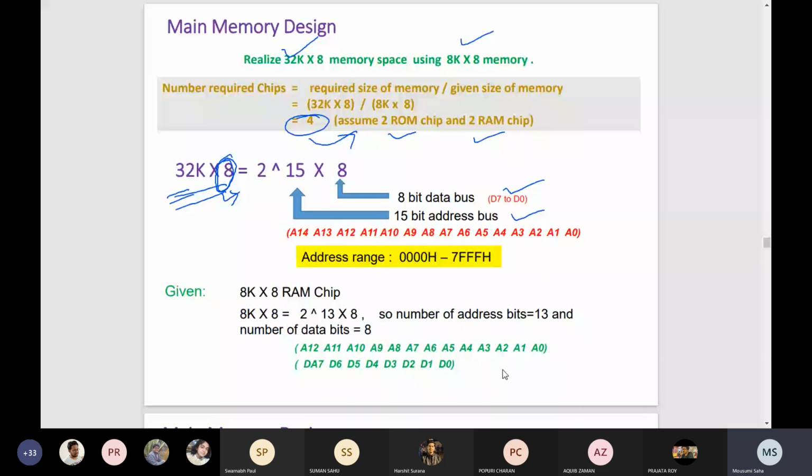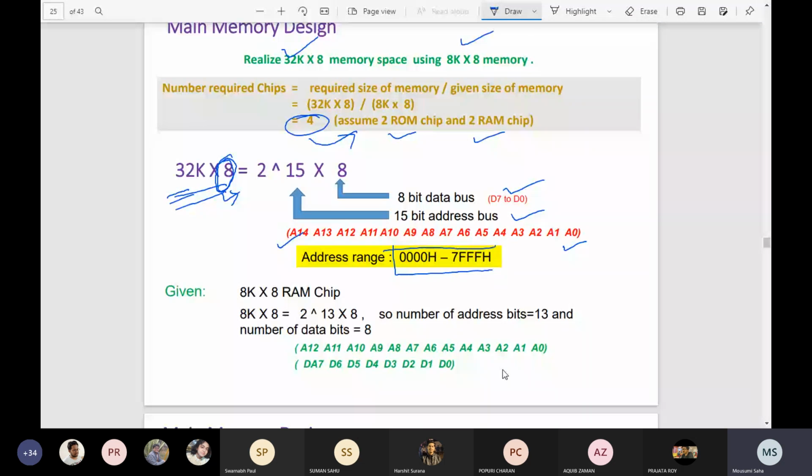So 15 address lines. Our target is to have one memory which should have the address lines from A0 to A14. So obviously it can have the address range; if the starting address is 0000H, then the ending address will be 7FFFH. If we consider a different starting address, based on the starting address and the capacity or size of the memory, we can compute the end address. So if we start from 0000H, it completes at 7FFFH.